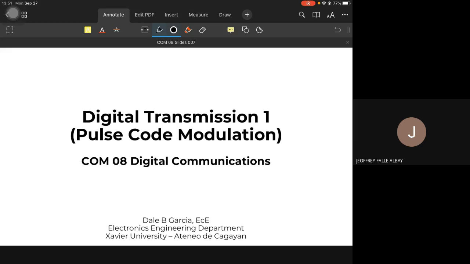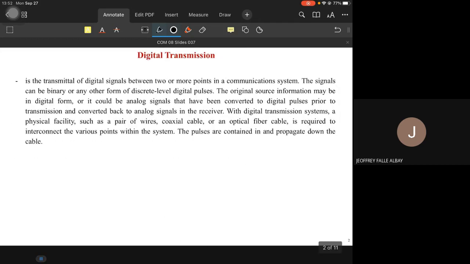Okay? So last time was digital modulation, and this is digital transmission. So what is digital transmission? It's the transmittal of digital signals between two or more points. Signals can be binary or any other form of discrete level digital pulses. The original source may be in digital form, or it could be an analog signal that has been converted to digital pulses.